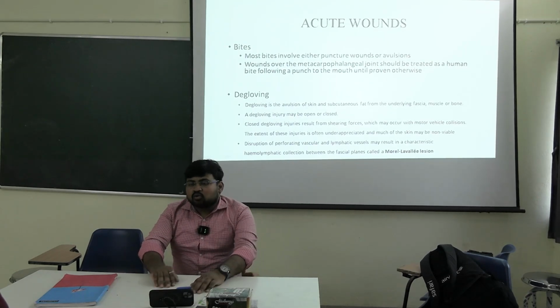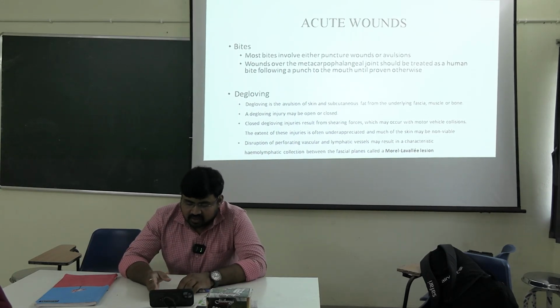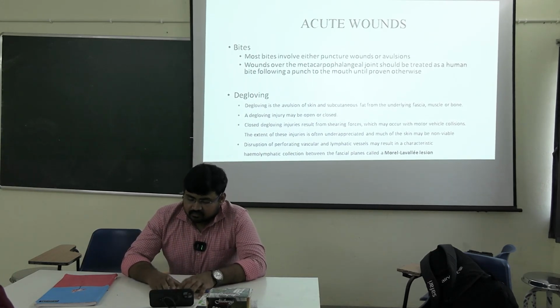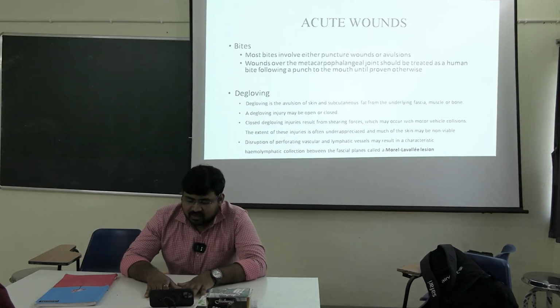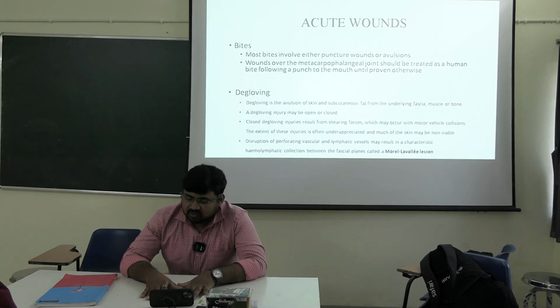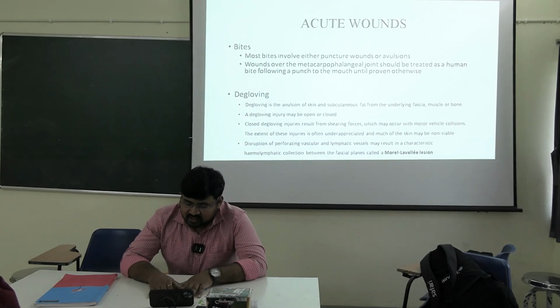So coming to acute wounds. What are acute wounds? They are bites. Most bites involve puncture wounds or avulsions. Wounds over the metacarpophalangeal joint should be treated as a human bite following a punch to the mouth until proven otherwise. Now coming to degloving injury.